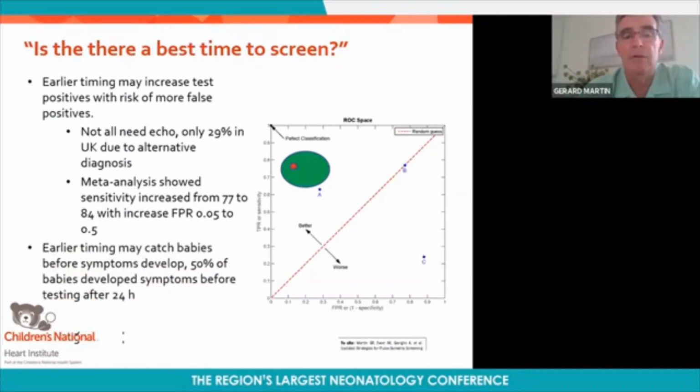Andy points out, and it's an important point, that the earlier timing may catch babies before symptoms develop. And in his experience, 50% of babies develop symptoms before testing after 24 hours of age. So many of the babies are already symptomatic and may even miss their pulse oximetry screening and go into an evaluation and treatment mode.